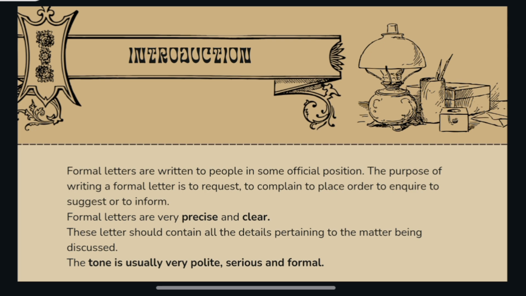These letters should contain all the details pertaining to the matter being discussed. These letters should have all the information about the matter which is being discussed through the letter. The tone should be very polite, serious, and very formal.